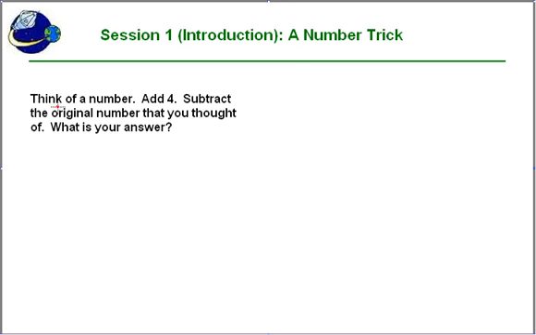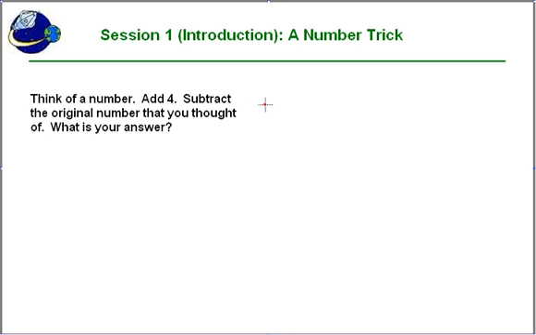Think of a number, and as we read these, go ahead and think of a number in your head. Add 4, subtract the original number that you thought of. What is your answer? Well, for many of you, you could quickly surmise that your answer is going to be 4. It really doesn't matter which number you thought of to begin with, your answer is always going to be 4. The reason is that your original number gets subtracted out in our third step, and it's just going to leave you the 4 that you added to your original number.